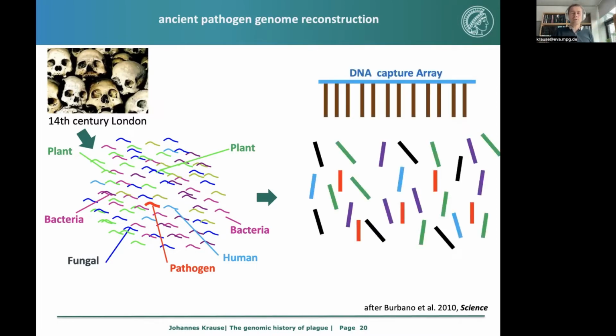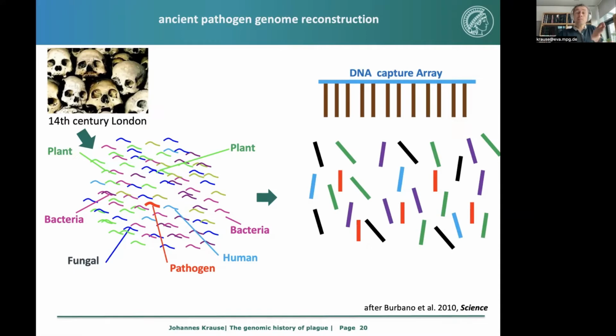So with capture approaches like DNA capture arrays, we make use of the fact that two DNA strands, if they're complementary, will attract each other and bind to each other. So if we have single-stranded DNA on a glass slide, on an array, and you can design by now millions of different DNA strands on a glass array, you can then basically have the whole genome of an organism present on that array and incubate it with the DNA that you get from an ancient sample.